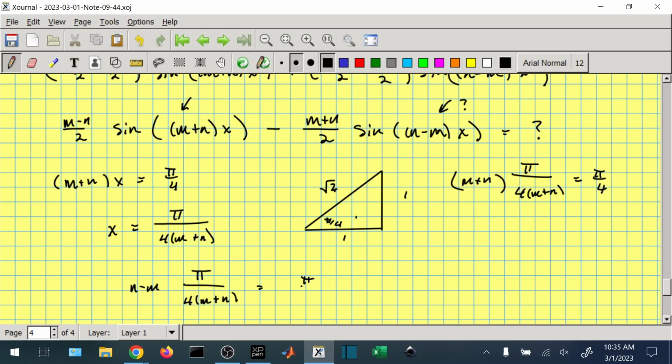But it's pi over 4. Is that n minus m times pi over, or equals? Okay, so all I know is that m and n are integers and that the numerator is not equal to 0.